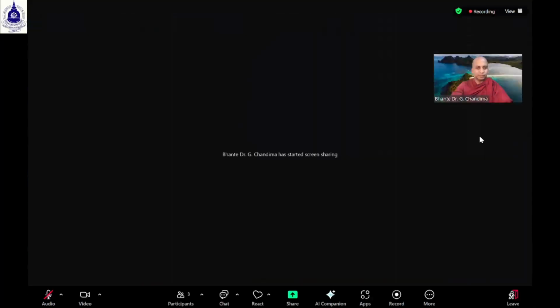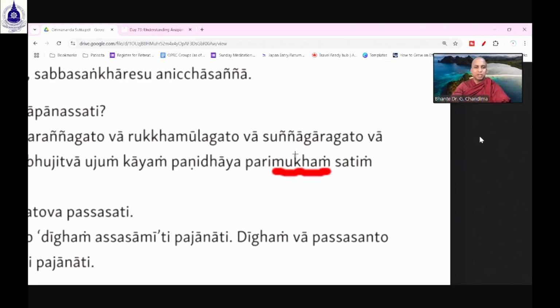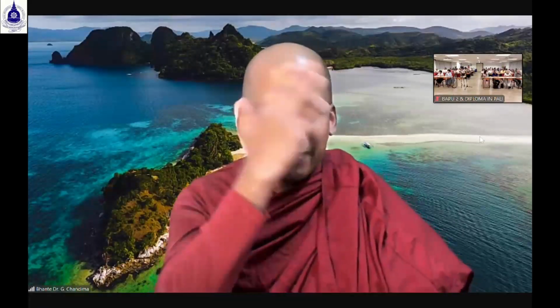Where to focus? Parimukhang. What is meant by mukhang in Pali? This is a Pali word, you can see. Parimukhang. Mukhang means face. Pari, the whole face. Then if somebody is asking you to watch your nostrils, I think that is a very partial translation. Mukha means the whole face.